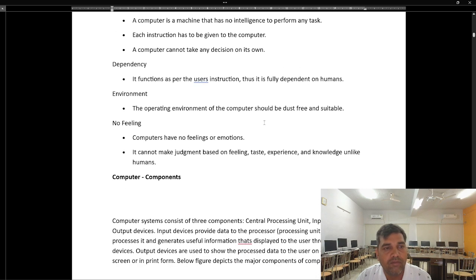Dependency. Another disadvantage is dependency. The computer is dependent on the user's instructions. If I do not turn it on, the computer will not turn on. If I do not open it, the MS Word application will not open. So it is fully dependent on human instructions.